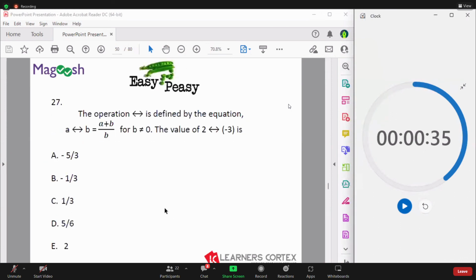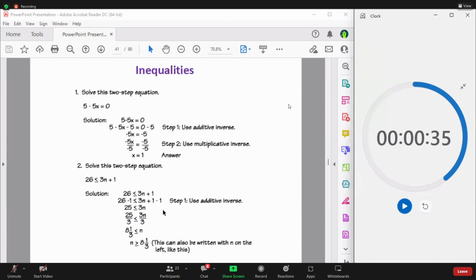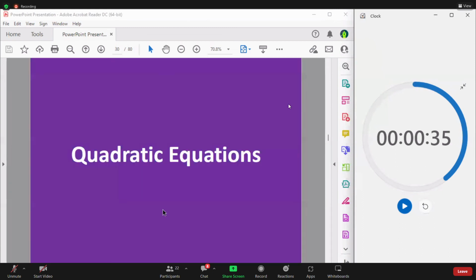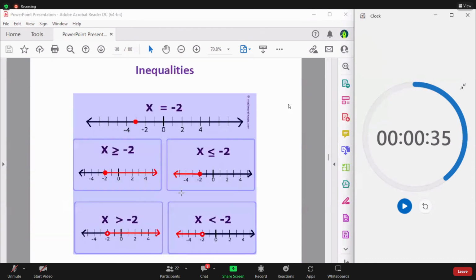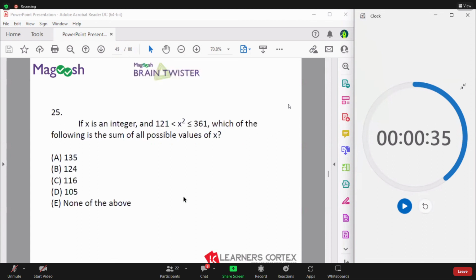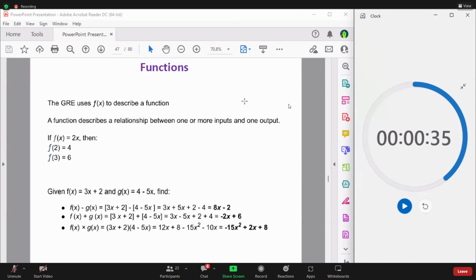I mean, first of all, we'll complete the expressions. Then we'll complete quadratic equations. We'll also complete inequalities, and hopefully, if possible, we'll also complete functions. Okay.